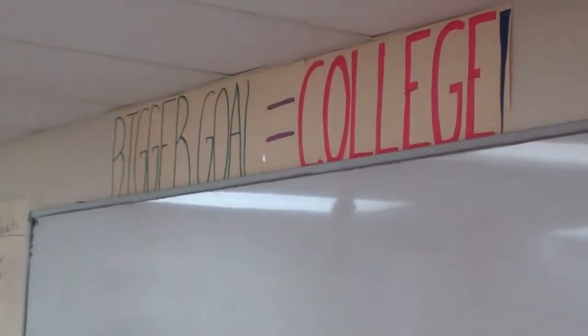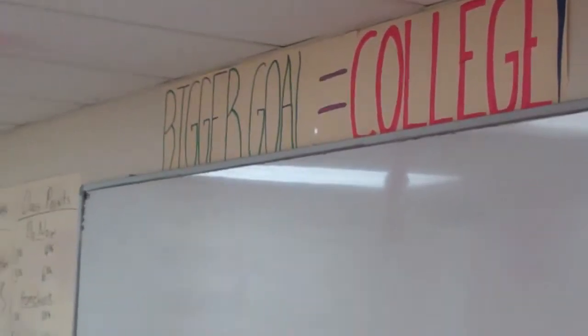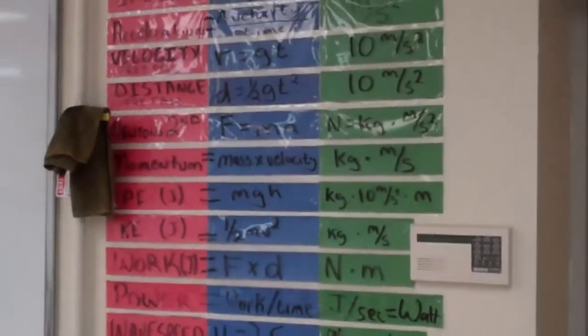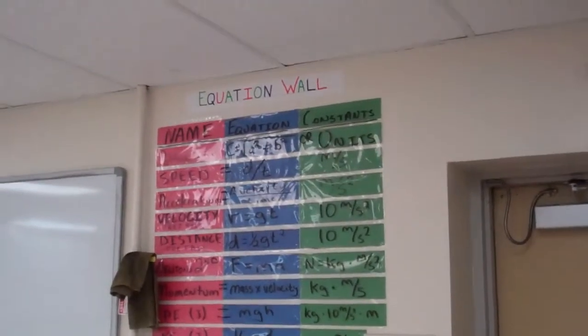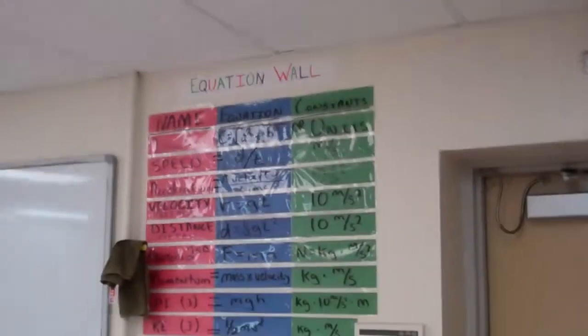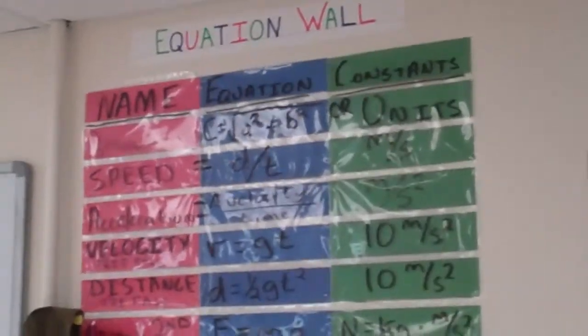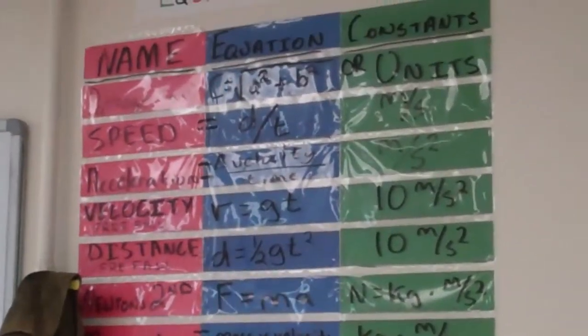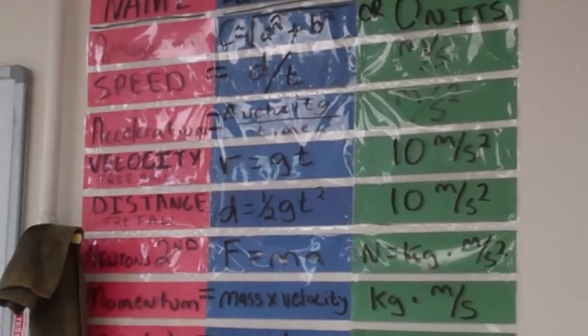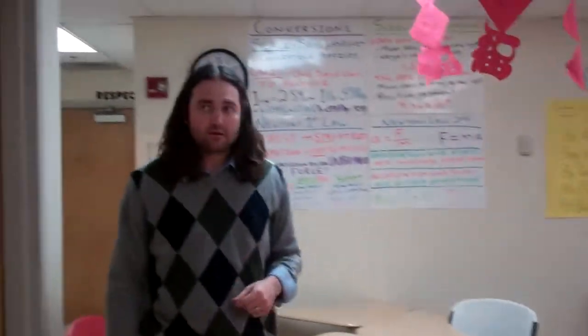And as I mentioned earlier, we don't have a word wall, but because this is physics, we have the equation wall, which gives the name of the equation itself, the constants, and the units that are in the equation, and that is crucial. I think that asking 9th graders to remember every equation is definitely kind of a stretch sometimes, so that is a reference for them and for me.